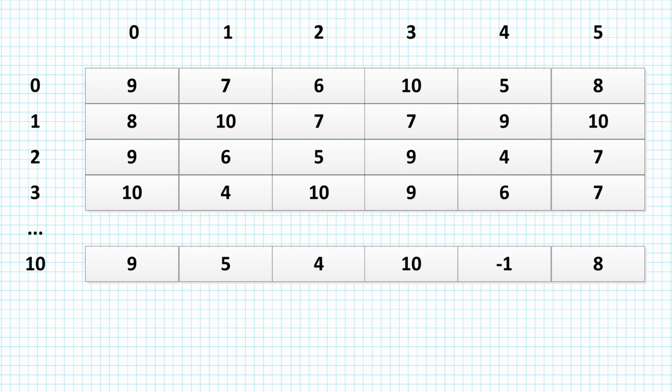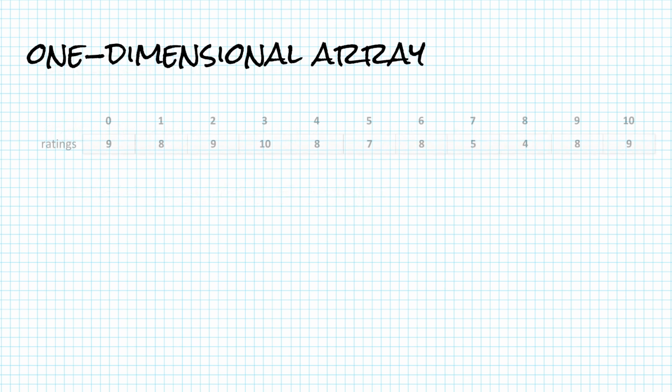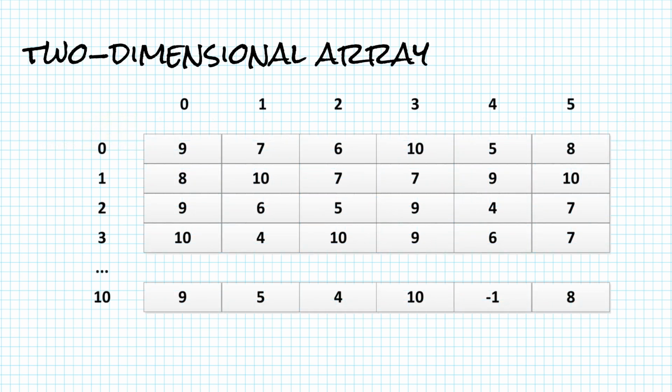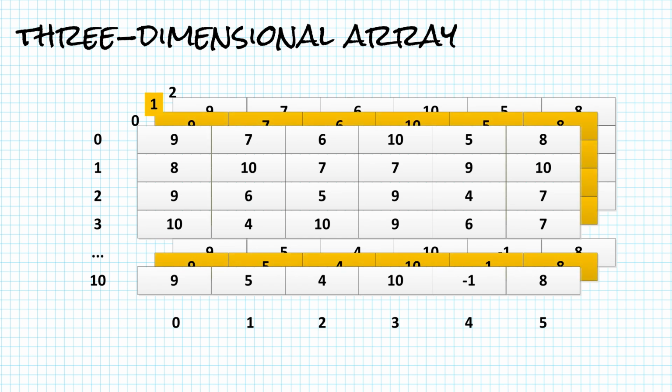Let's talk about the word dimension and what that means in this context. In programming, the dimension of an array refers to how many levels of indexing are needed to access a single element. A one-dimensional array is a simple list. You use one index to access each element. A two-dimensional array is like a grid or table. You need two indices, one for the row and one for the column. A three-dimensional array is like a stack of grids, and after that it becomes harder to visualize more dimensions.